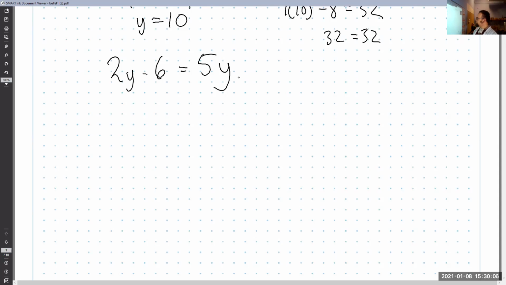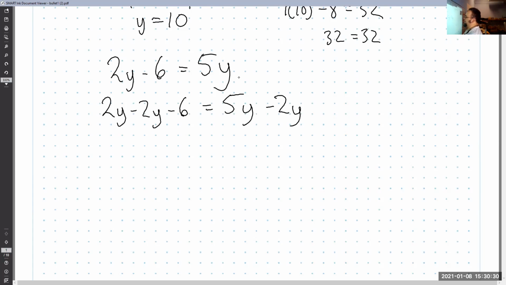Well, here, 2y, we haven't multiplied 2y by anything. It's just there, so it's a positive 2y. What we want to do is subtract 2y from each side. So we get 2y minus 2y minus 6 equals 5y minus 2y. 2y minus 2y cancels out, which leaves us with negative 6. 5y minus 2y is going to give us 3y.